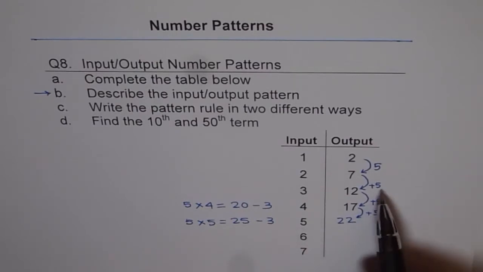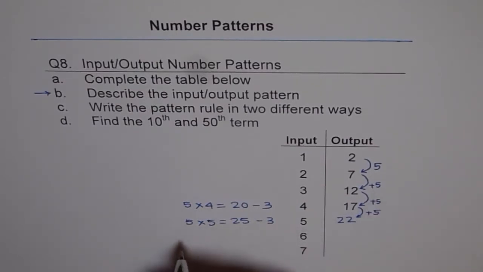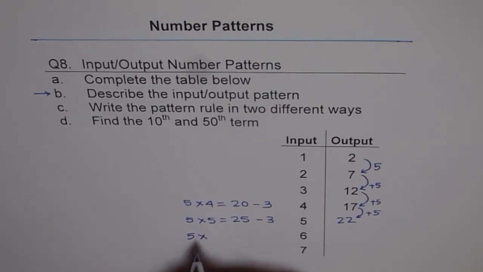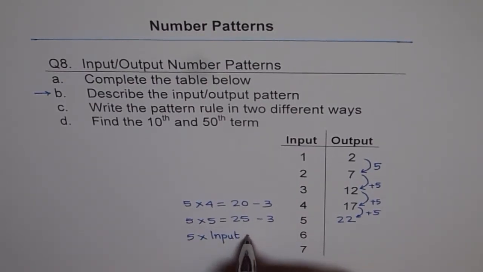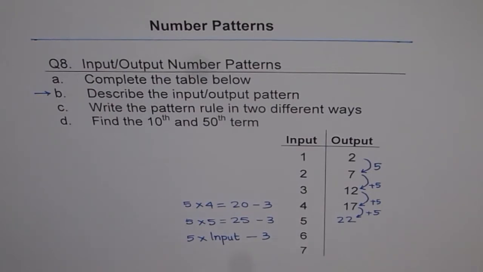The pattern rule comes from this number 5. So it is 5 times input. Do you see that? 5 times input. Whatever the input is, take away 3. So that is the pattern rule for us, correct? Using this pattern rule, find out the 10th and 50th term. Do you understand? That means the 10th term will be 5 times 10 minus 3. And the 50th term will be 5 times 50 minus 3.